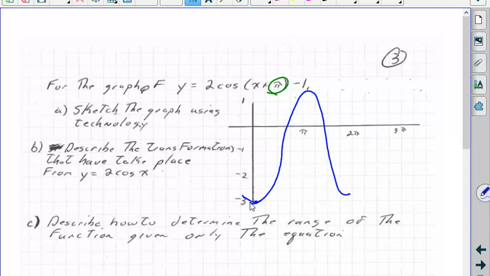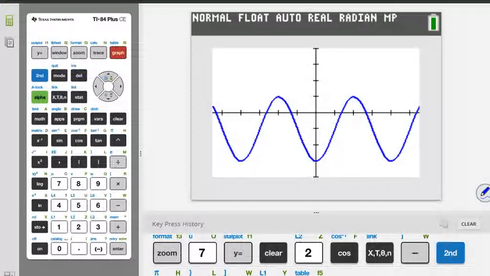That's a terrible looking graph. That's basically what it is. The midline of my graph is at y equals -1. My maximum point is -1 plus 2. My minimum point is -1 minus 2.